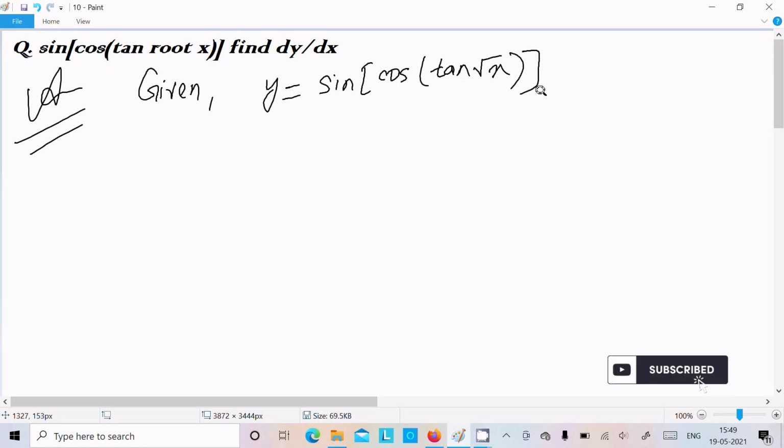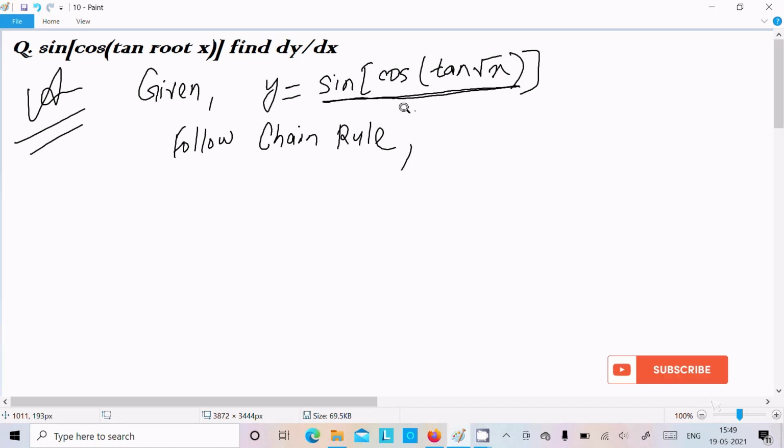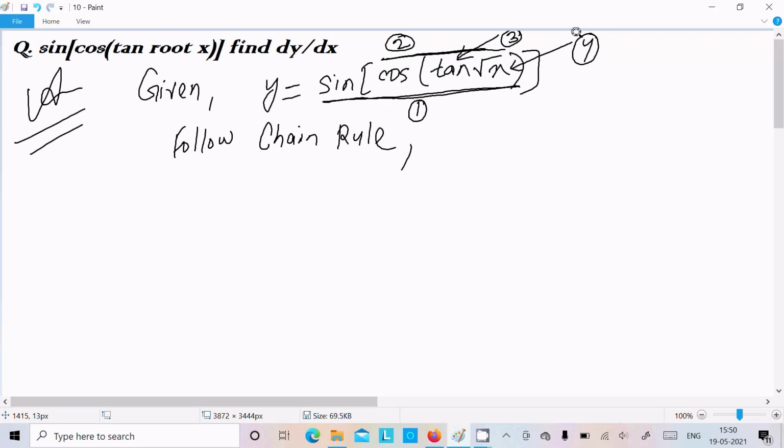Now let's do the differentiation. If you get a question like this, we can solve it by using the chain rule. So follow the chain rule. What exactly is the chain rule? First you need to do the differentiation of all of this. This is the first, next that's for cos, thereafter third for tan, and fourth that's for root x. So it's just like a chain: first, second, third, fourth.